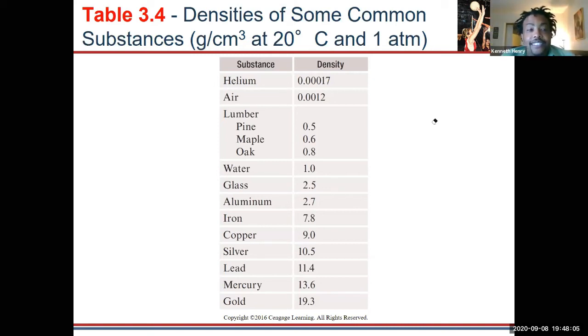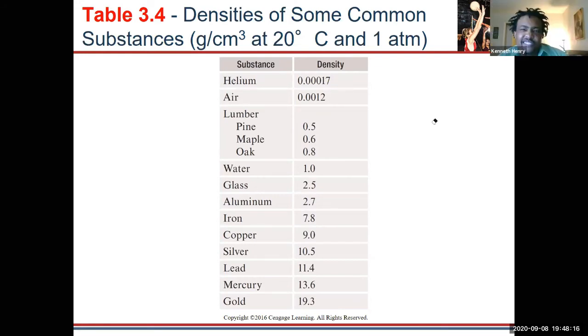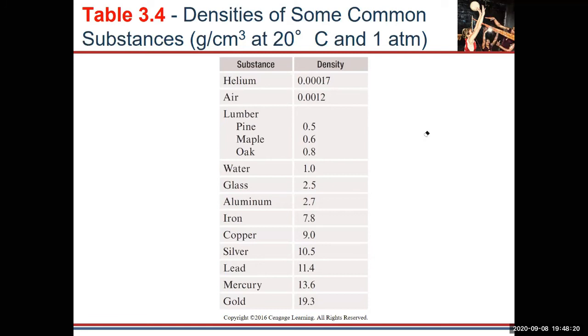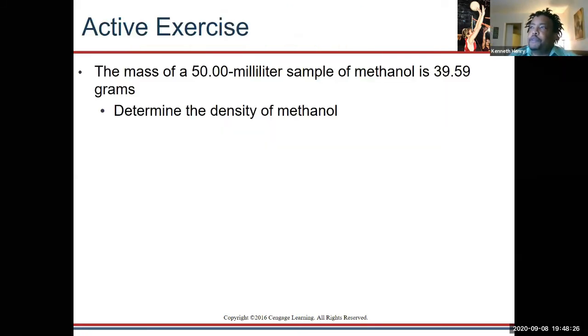So a piece of glass. If we throw a piece of glass in the water, is it going to float? No. Okay, so you guys understand density, right? So let's see how well you understand it. Let's do some calculations. The mass of a 50.00 milliliter sample of methanol is 39.59 grams. Determine the density of methanol.